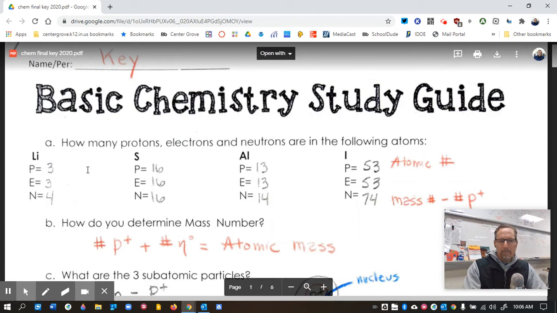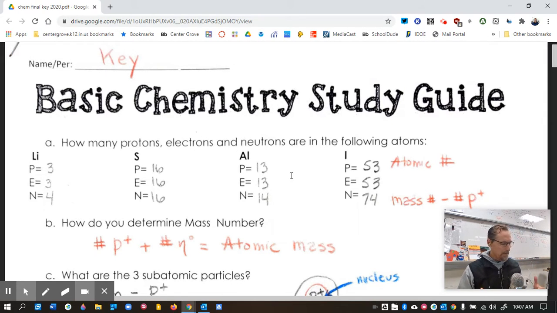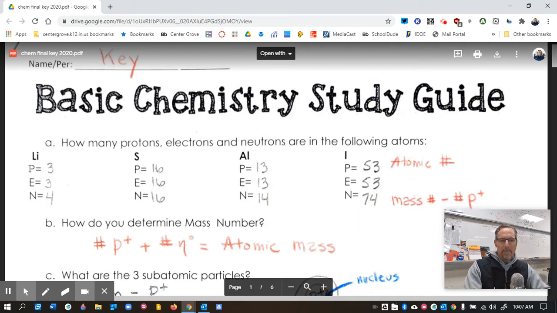So in the first part here, we're trying to determine the number of protons, electrons, and neutrons in a couple of atoms. And so what you'll want to do is pull out your periodic table, because that's what we use to determine those things. So the number of protons is the atomic number. That is the largest number, or the number on the top, in how they are arranged on the periodic table.